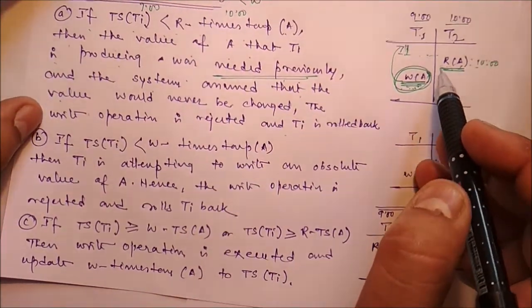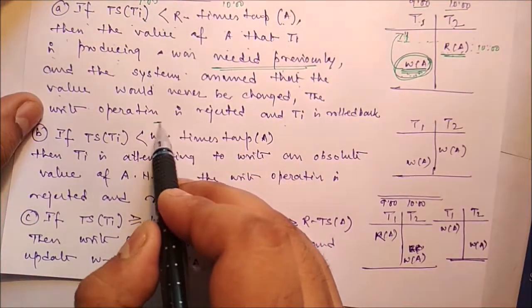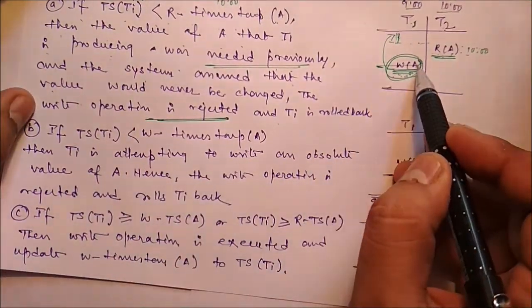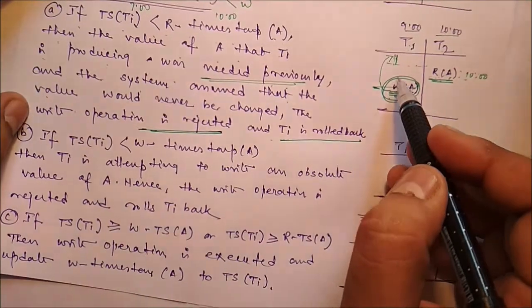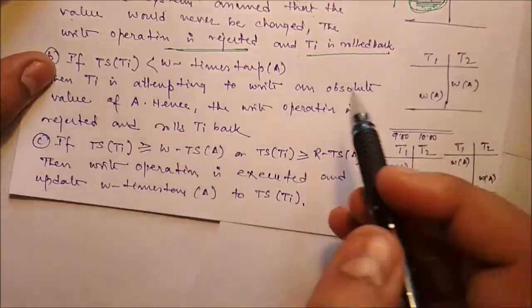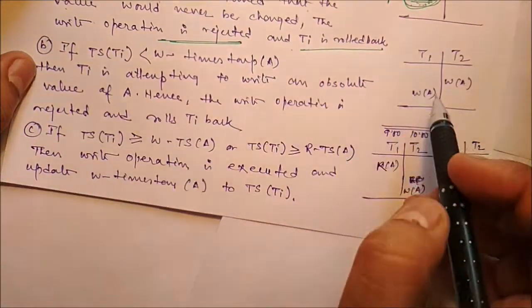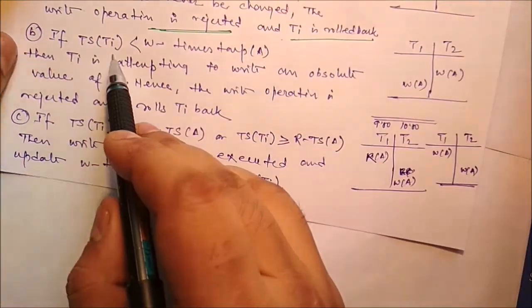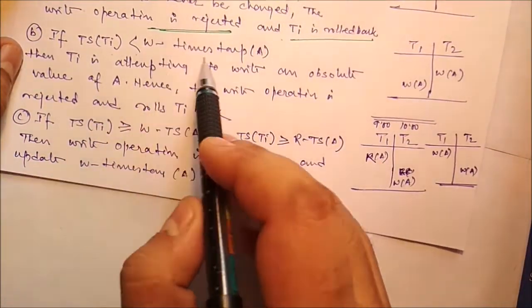So that means the write operation is rejected, and T1 is rolled back. Now we can see another example. Say TS(Ti) is less than W-timestamp of A.